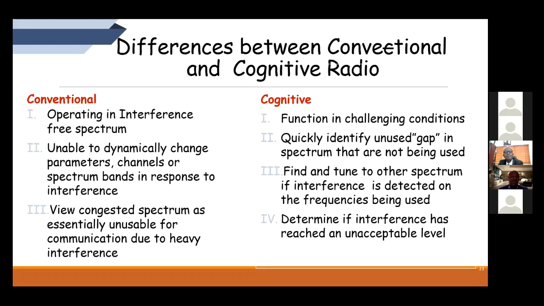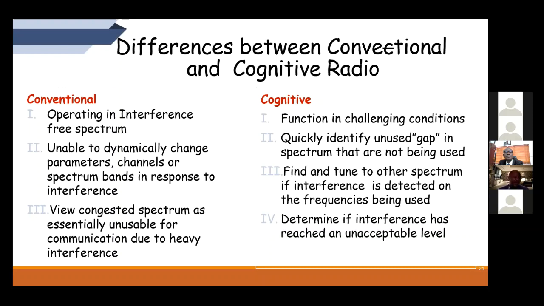Let's quickly look at the difference between a regular network that we're operating now and the cognitive radio. The conventional system we have must operate in an interference-free spectrum. But the cognitive radio functions in challenging conditions because it keeps reading until it finds the one it can use. The conventional one is unable to dynamically change parameters. It just stays in one particular place, and with any little encumbrance on it, you are going to hear a shout of interference. Cognitive radio wouldn't do that because it will quickly identify those gaps, and if that particular one is not good, it's going to move to another one.